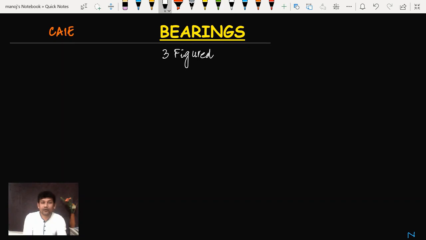Why is it called three-figure bearing? There's a reason. A bearing is basically a direction, so we have to give it in terms of angles, and the angles should be in three figures. Suppose your answer is 10 degrees, you have to write it as 010. If your answer is 7 degrees, you have to write 007 degrees. And when your result is 210 degrees, you just write 210, because this is already a three-figure bearing.